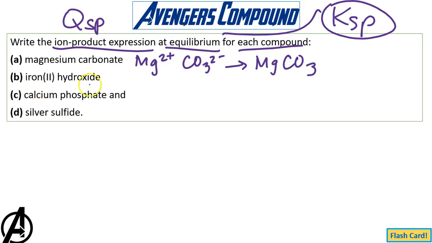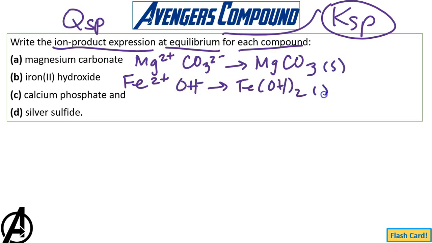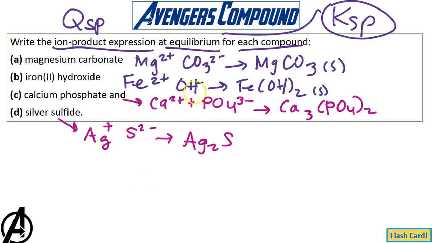Next, we have iron(II) hydroxide. It already tells us that iron is going to be Fe2+, and hydroxide is going to be OH-, so we're going to get Fe(OH)2. And remember, we're producing all solids here, okay? Next, we have calcium, which is group 2, and then the polyatomic ion phosphate, which is PO4 3-. That's going to give us Ca3(PO4)2, and again, this is a solid. Finally, we have silver sulfide. So silver is Ag+, and then we have sulfide, which is S2-, and that's going to give us Ag2S, okay? And this is also a solid.